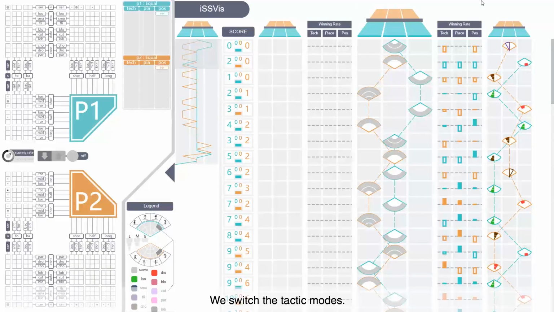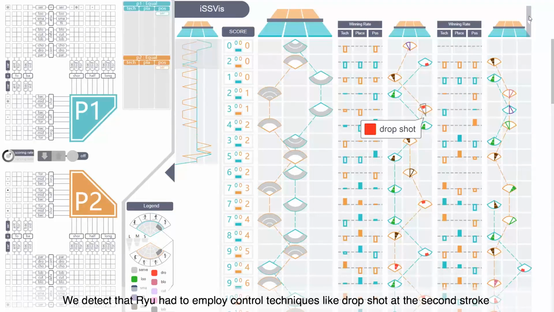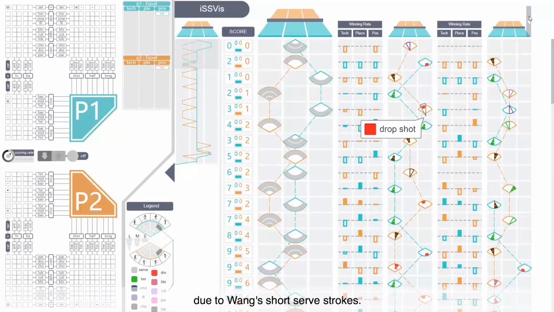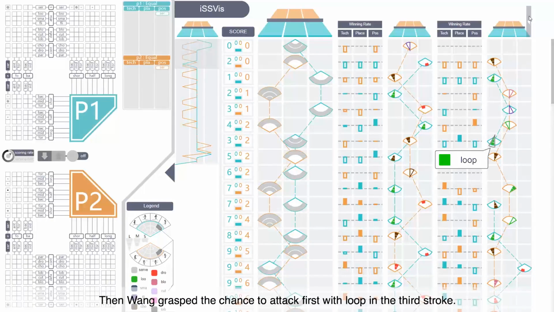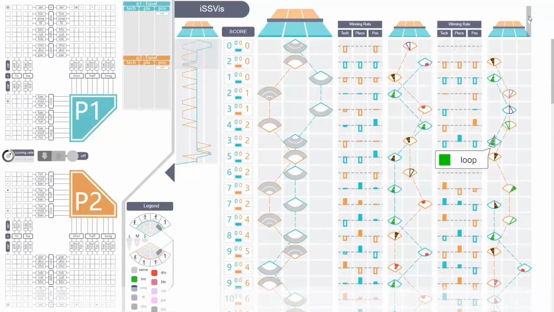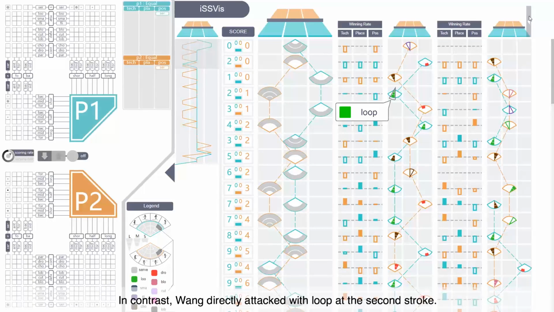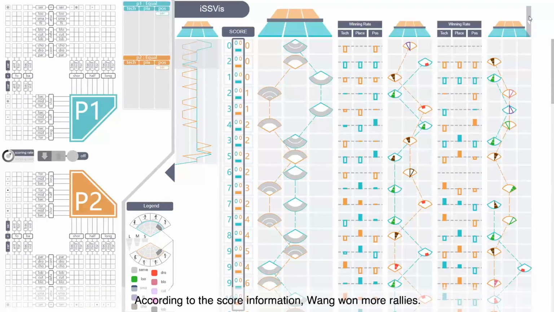We switch the tactic modes. We detect that Rio had to employ control techniques like drop shot at the second stroke due to Wang's short serve strokes. Then, Wang grasped the chance to attack first with a loop at the third stroke. In contrast, Wang directly attacked with loop at the second stroke. According to the score information, Wang won more rallies.